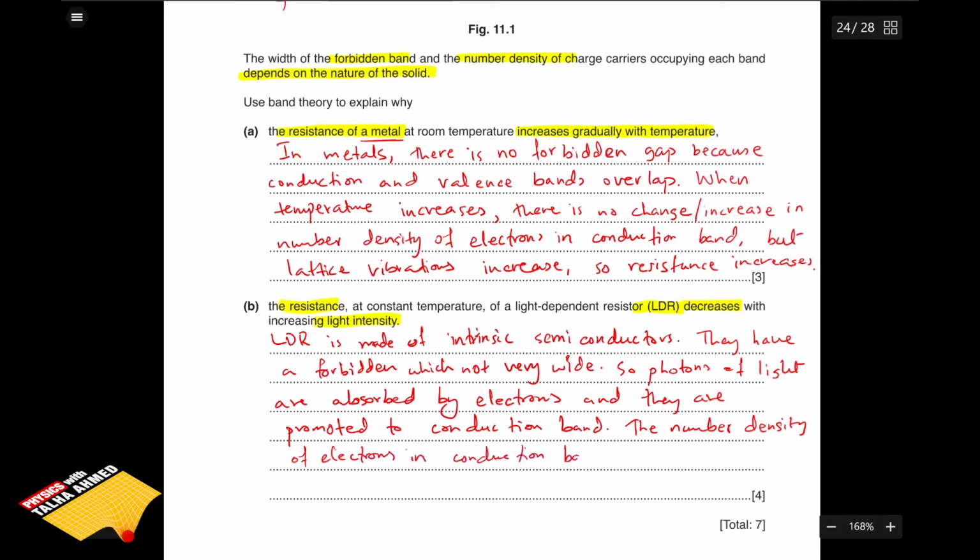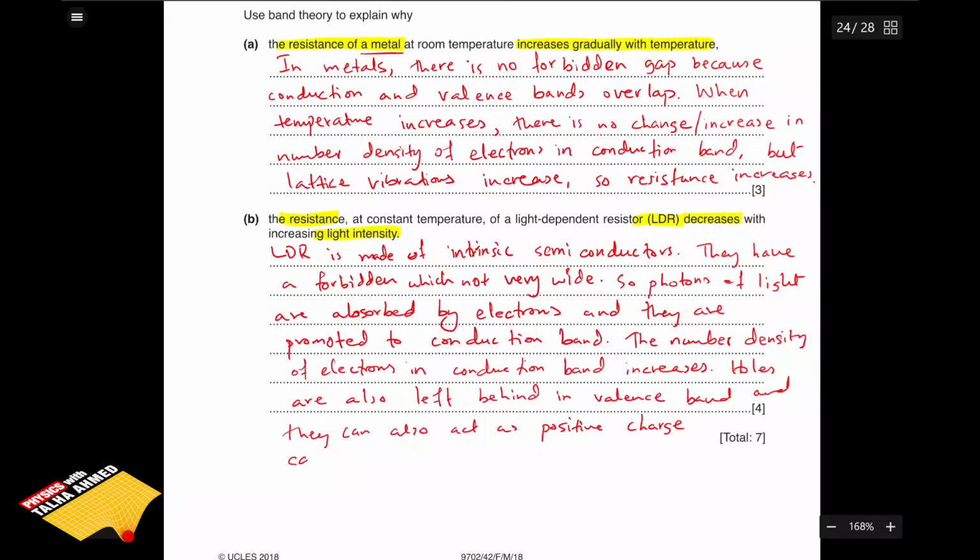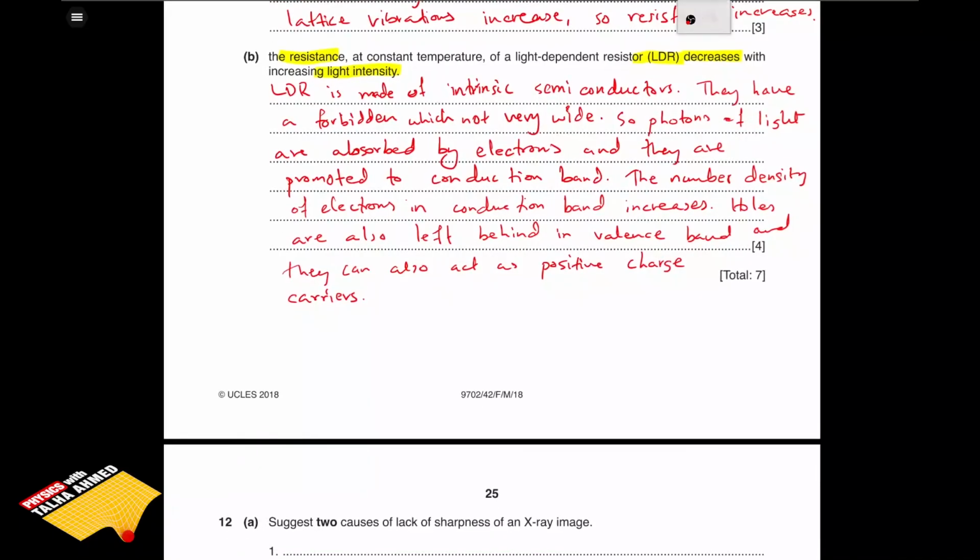Also, in semiconductors, when electrons leave their place in the valence band and go to the conduction band, holes are also left behind. Holes are just the absence of electrons in the valence band, and they basically act as positive charge carriers for the intrinsic semiconductor. So you have the number density of charge carriers increasing overall, because there are more electrons in the conduction band, and now there are more holes in the valence band as well. Both these things lead to a decrease in the resistance of the LDR with an increase in light intensity.